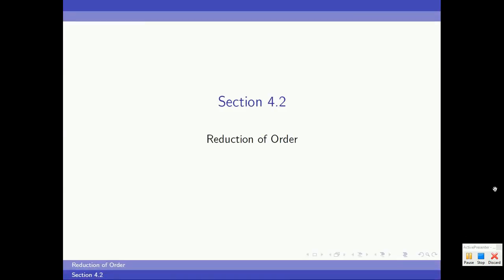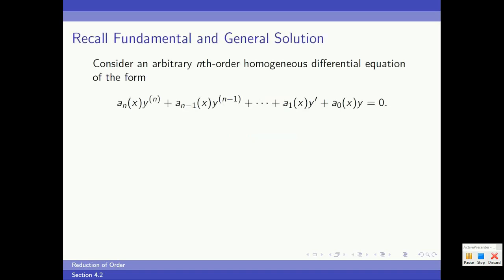In this video, we're going to be talking about section 4.2, which is called reduction of order. So I'm just going to remind you about what we did in section 4.1. In 4.1, we looked at nth order homogeneous differential equations. So basically, we have a_n(x) is not equal to 0. This is a linear differential equation, and it's the nth order because you have the nth derivative.